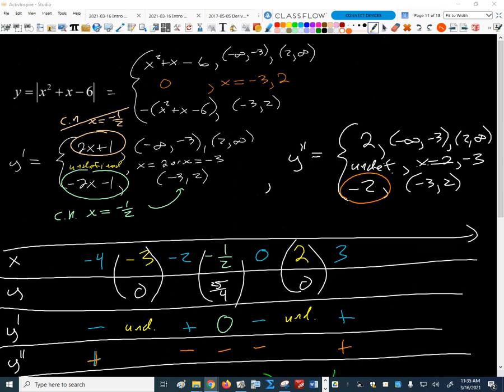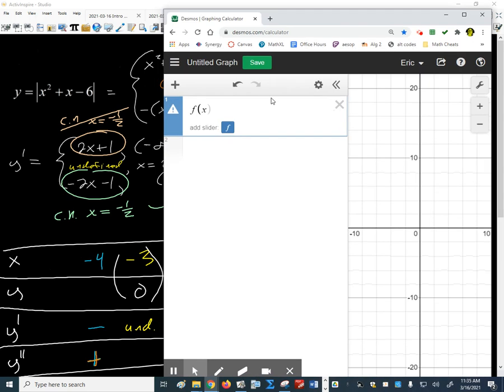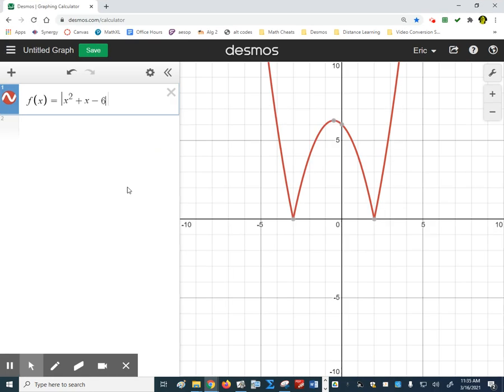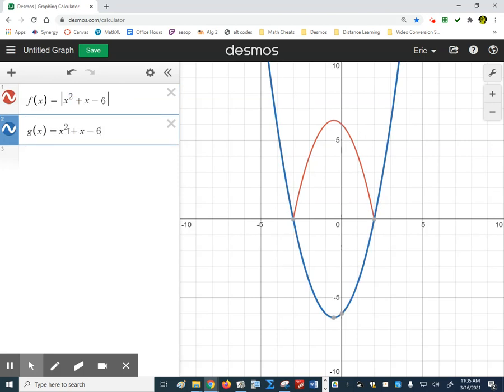Yeah. So if I graph this, f of x equals the absolute value of x squared plus x minus 6, look what happens, right? If we compare that to the function f of x equals just x squared plus x minus 6, I will call it g of x, g of x equals x squared plus x minus 6, look what happens, right?